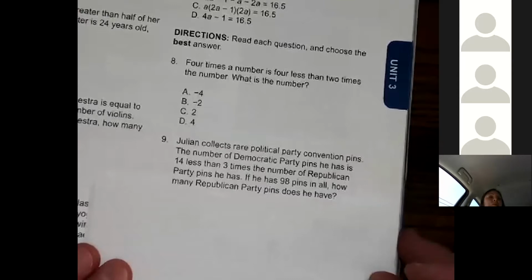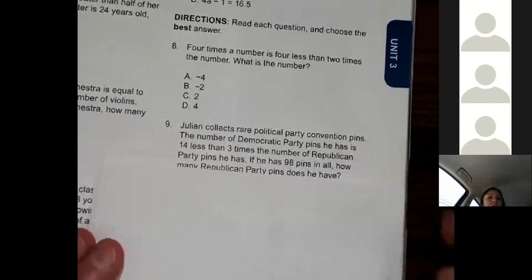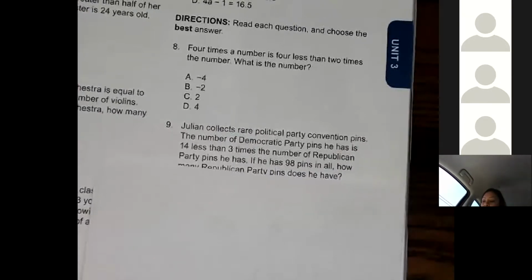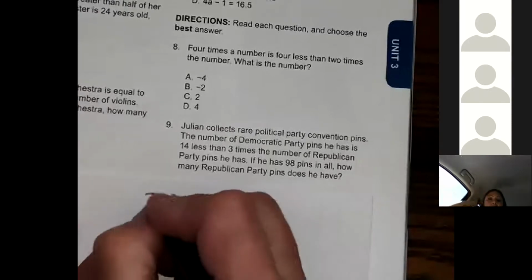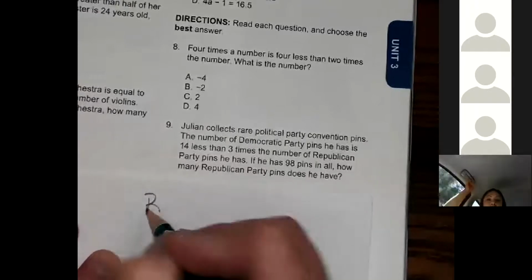Ooh, here's Julian. He collects rare political party convention pins. Number of Democratic pins is 14 less than 3 times the number of Republican Party pins. He has 98 pins in all. How many Republican pins does he have? Oh man, they really made this one cool. I know, he has R. That helps me.